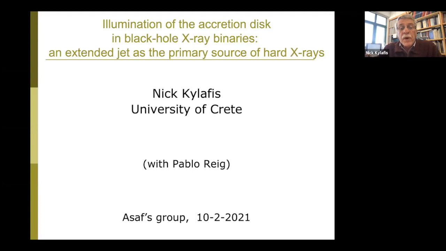The question is, where is the continuum? And as I said, typically people use the so-called lamppost model, where they put a source, a point source, somewhere above the black hole and illuminate the disk with that. Now, as I said, beautiful mathematical tool for studying, but no physics. So what I would like to discuss today, and this is our recent paper with Pablo, is that the jet illuminates the disk, and I will tell you how.